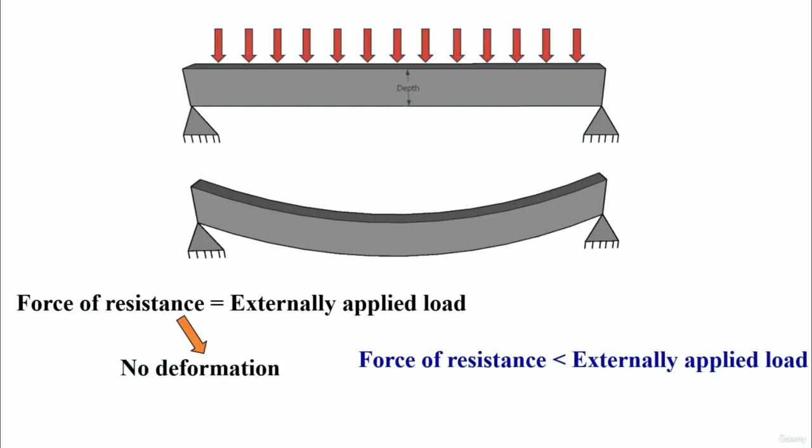When the force of resistance is less than the externally applied load, then the deformation continues until failure takes place. This is the concept of force of resistance. So each and every material has its own property. When the load is applied on that material, it tends to deform. If the force of resistance developed in that material is equal to the externally applied load, means there will not be any deformation. If the force of resistance is less than the externally applied load, means the deformation continues until failure takes place.